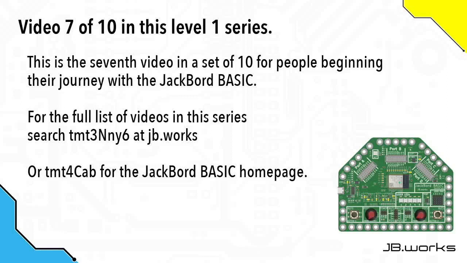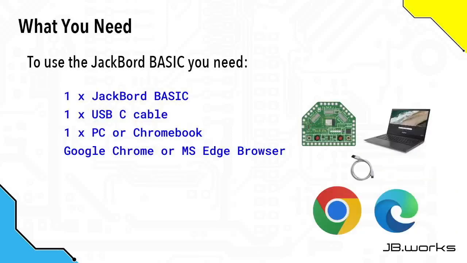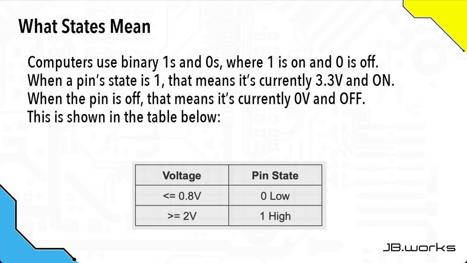For a full list of videos in this series, search the TMT code shown in the middle of the screen at jb.works. For this video, you're going to need the JackBord Basic, a USB-C cable, a PC or a Chromebook, and either the Google Chrome web browser or the Microsoft Edge web browser.